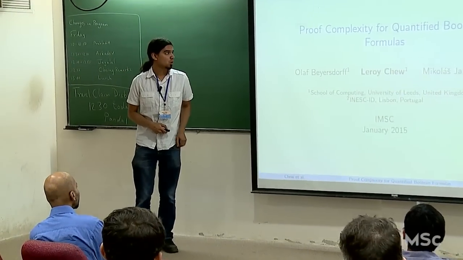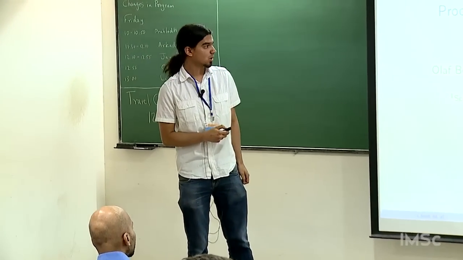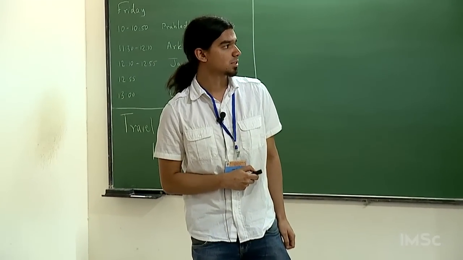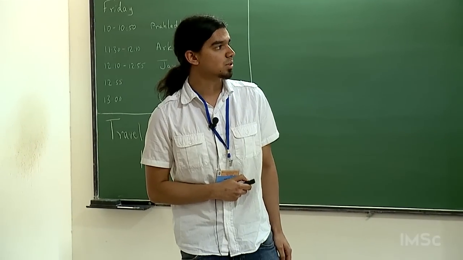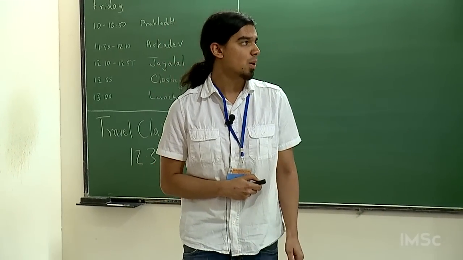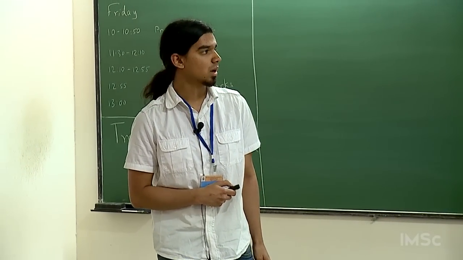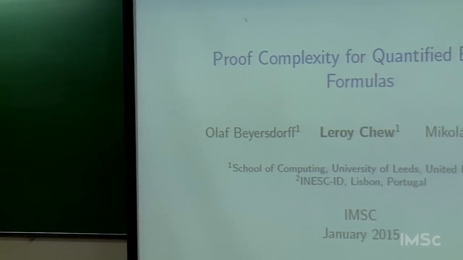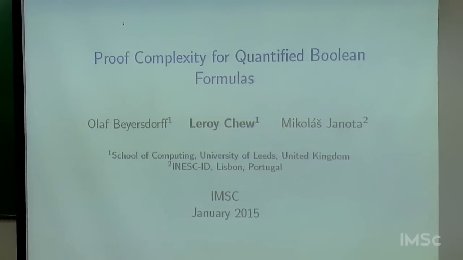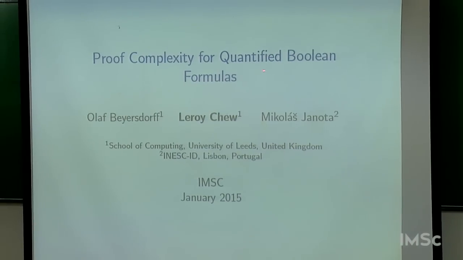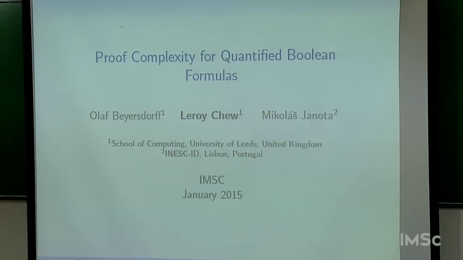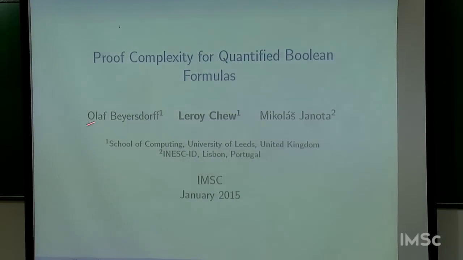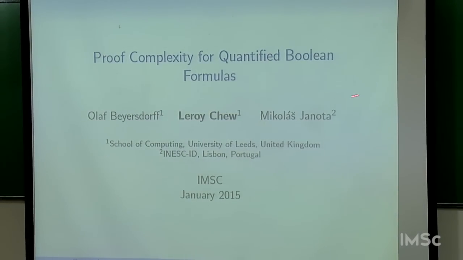This is the second talk on proof complexity. Earlier Olaf talked about proof complexity, and here we mean the same thing: we're talking about proof size. However, as mentioned earlier, we can study proof complexity for things outside classical propositional logic. Here we're looking at proof complexity for quantified Boolean formulas. This is joint work with Olaf and Mikuláš Janota from Lisbon.